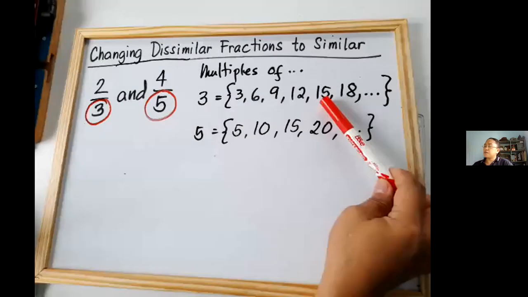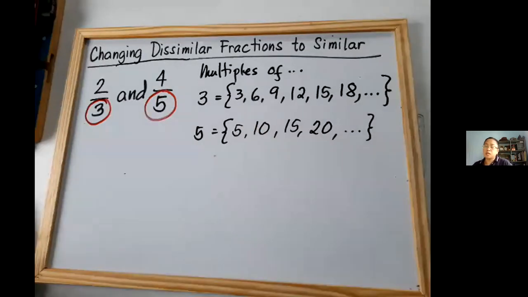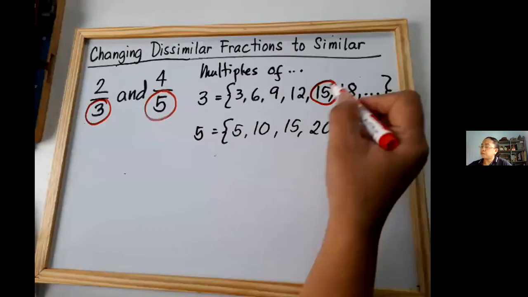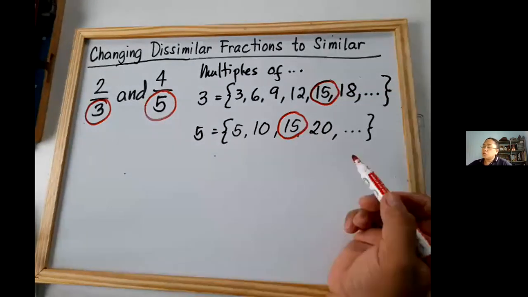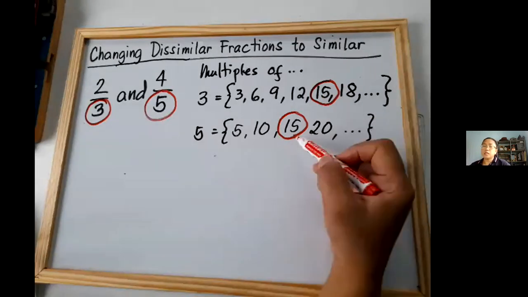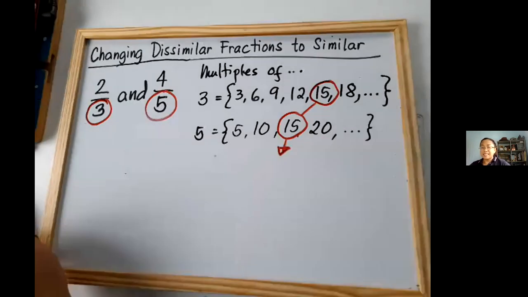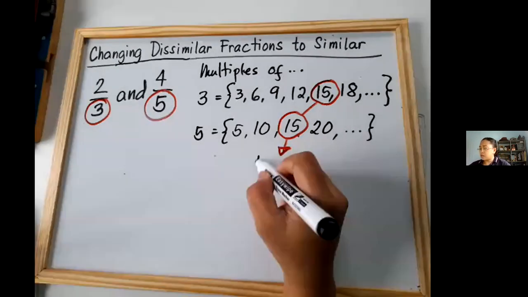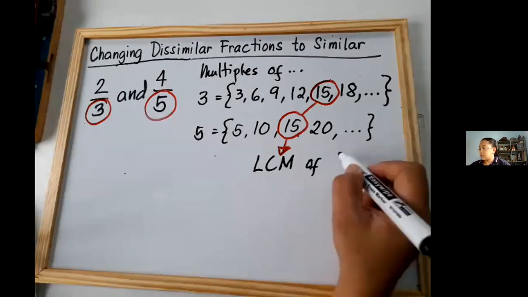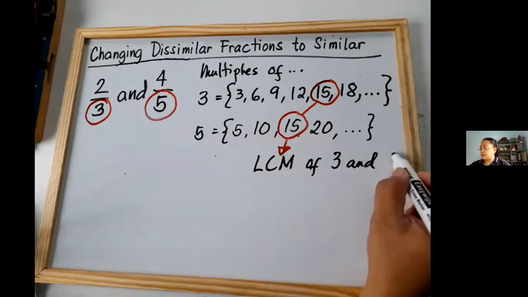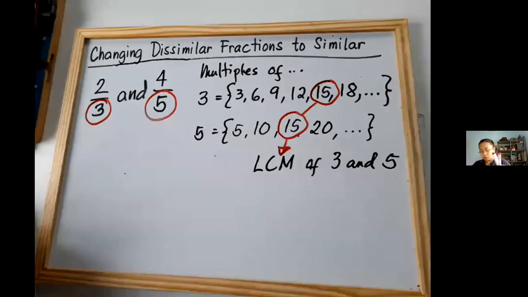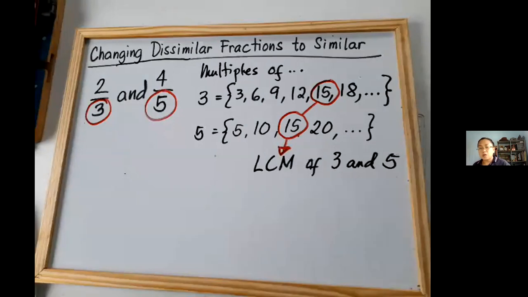So, sa 3 at saka sa 5, alin ang magkapareho sila ng multiple? Yung 15. Okay? Now, since yung 15 sa 3 at saka yung 15 sa multiples ng 5, yan yung unang-una at sila yung pinakamaliit. Ito yung tinatawag nating LCM. So, we have the LCM of 3 and 5. Okay? Anong ibig sabihin ng LCM? When we talk about LCM, we mean by least common multiple. Yung pinakamababang product nila na magkapareho.